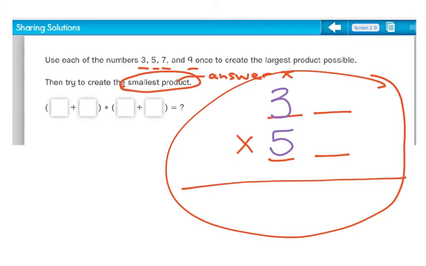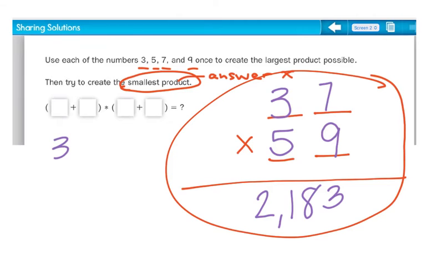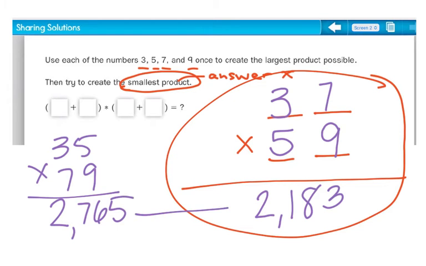All right, I would put my smallest digits here. 30-something and 50-something. I'm going to use my calculator. You don't need to solve yet. But 37 times 59 equals 2,183. Now let's imagine that I put 35 here and 79 here. Let me just show you what the answer would be. 35 times 79 equals 2,765. So the power of those tens place are really important when you learn to play this game.